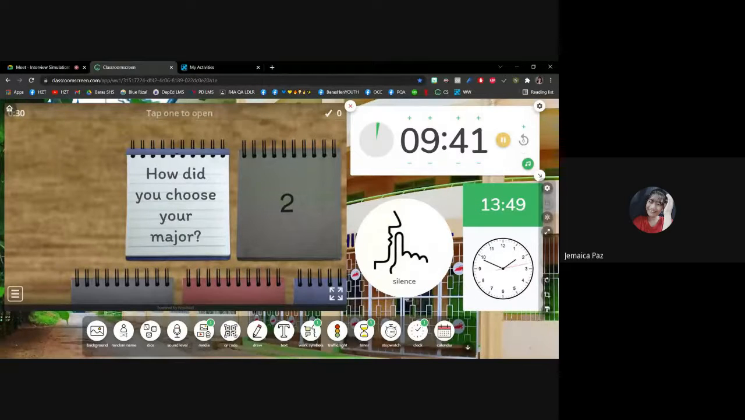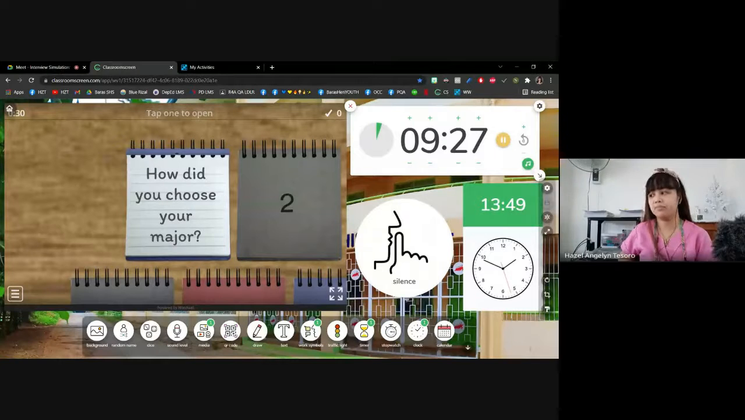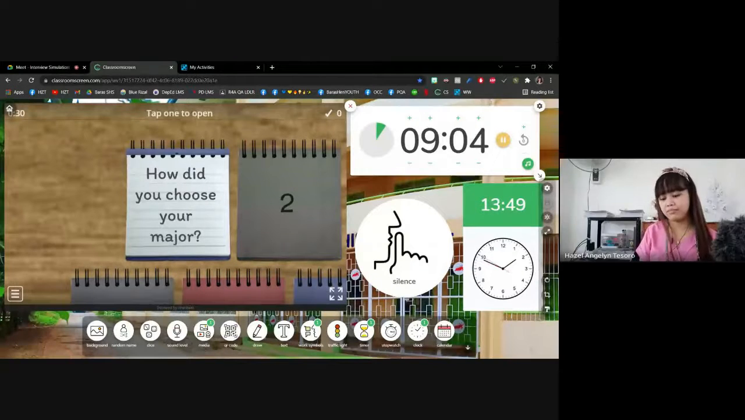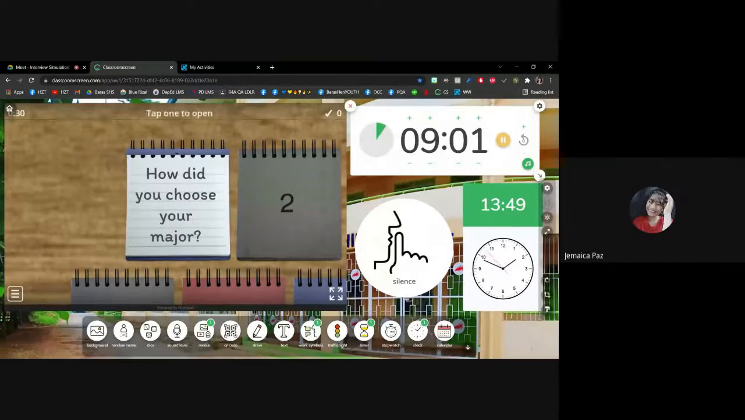Ma'am, I choose my major because I really like it. I'm really like scientist po talaga. Because when I see that scientists who really did it well, I like it and I'm very interesting to become this one. Yes po ma'am, kinakabahan po kasi.